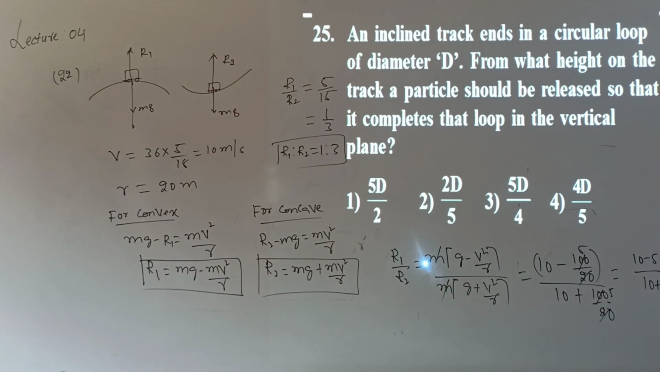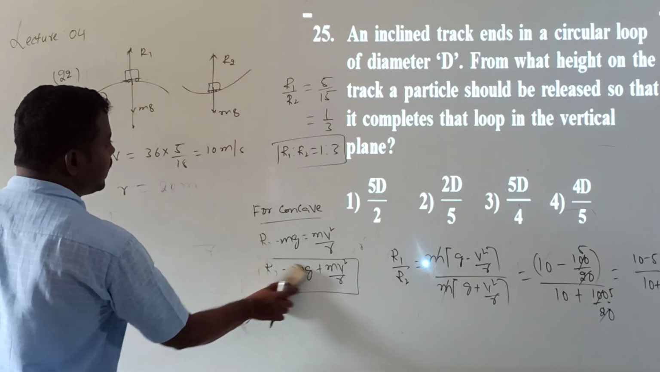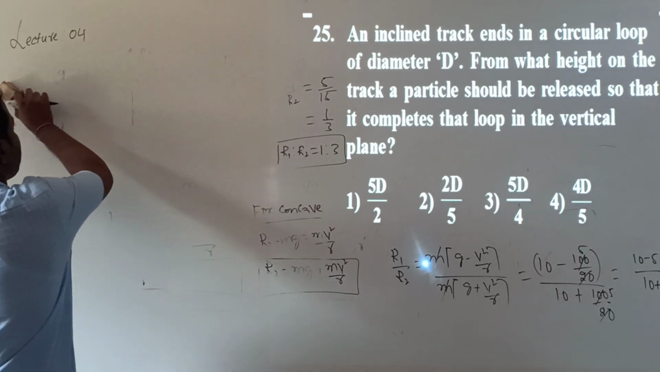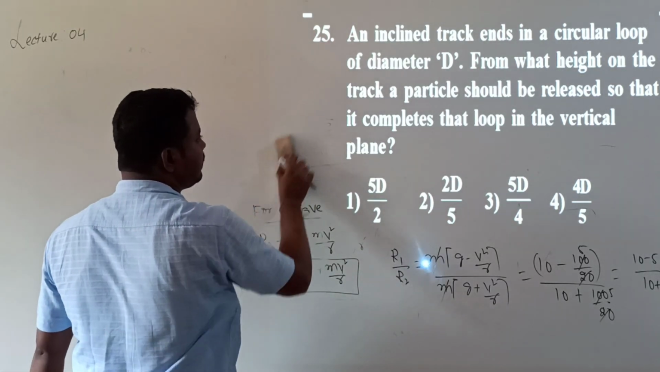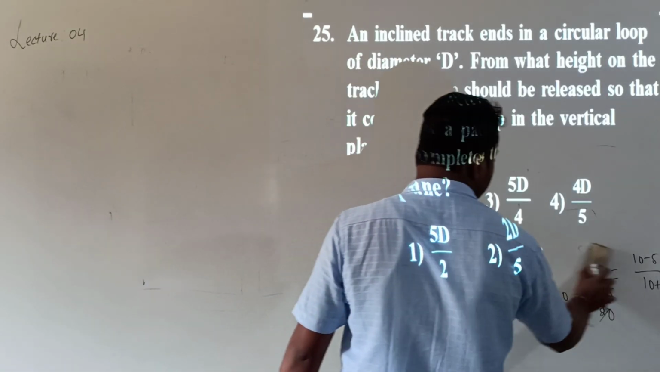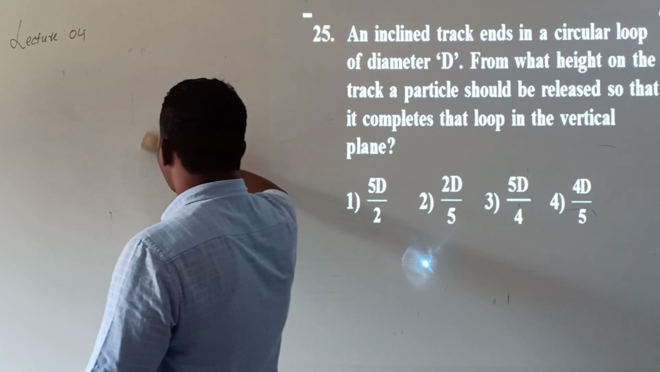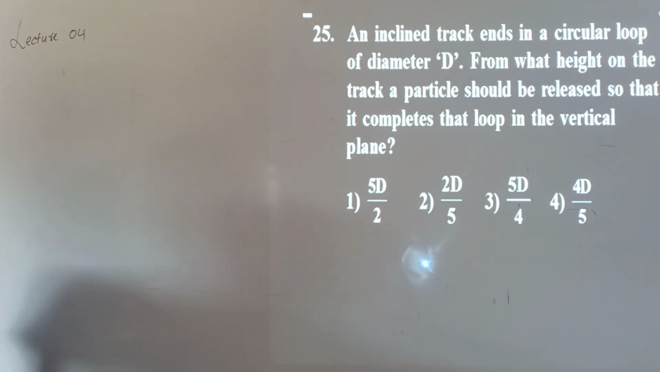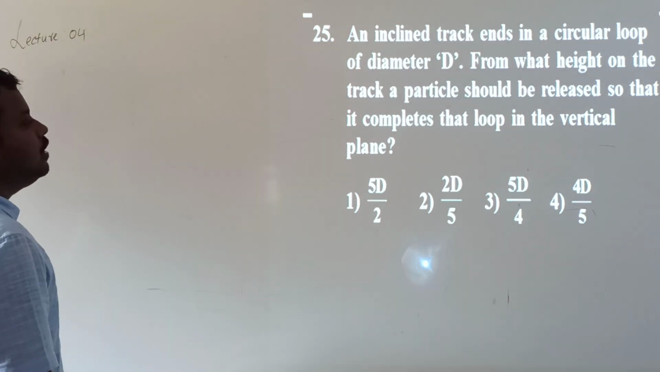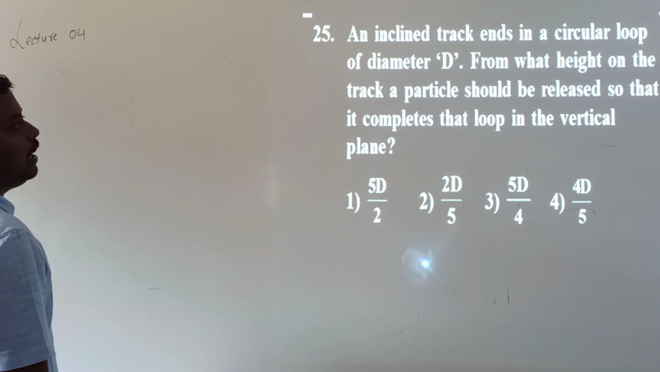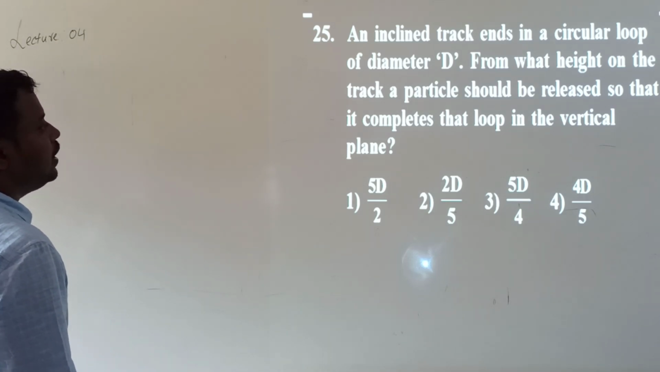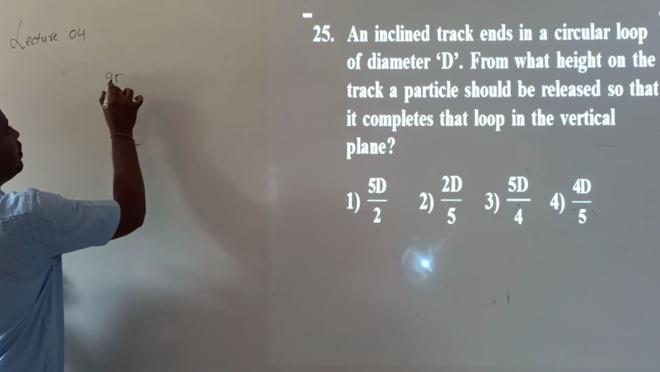Next one. So this is the last question for this level 2. Question number 25. And this concept also we discussed. An inclined track ends in a circular loop of diameter d. From what height on the track should the particle be released so that it completes the loop in a vertical plane? Question number 25.